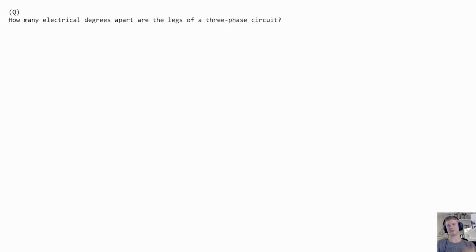Next, how many electrical degrees apart are the legs of a three-phase circuit? And this is 120 degrees apart. If the 120 degrees thing doesn't make sense to you, just think of a circle, you get 360 degrees, and if you think of a third of that, you have 120 degrees. So 120 times 3 is 360. It's just a third of 360 degrees. So I'm going to try to do this my best with highlighters. Okay, so this is why it's 120 electrical degrees apart.